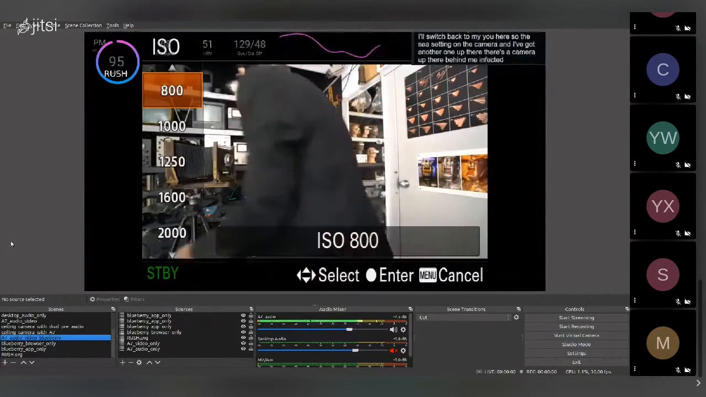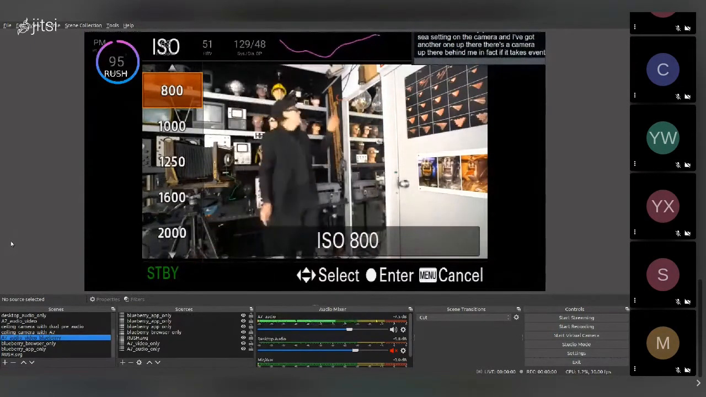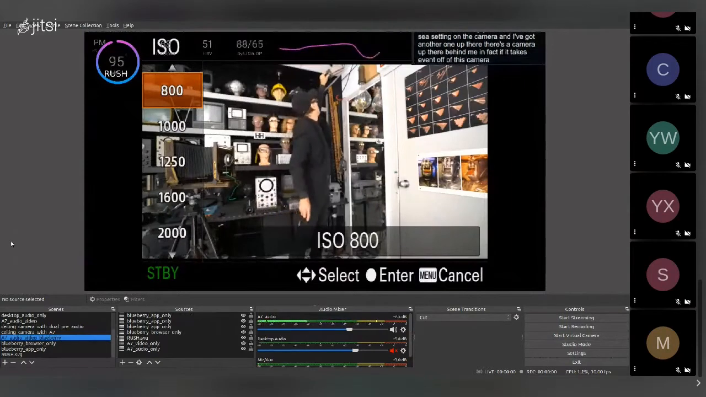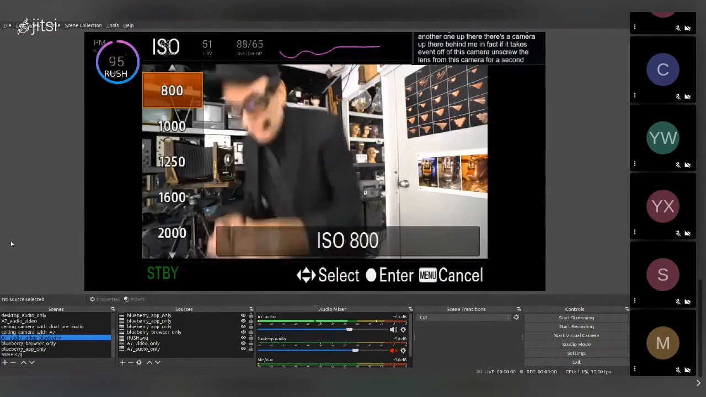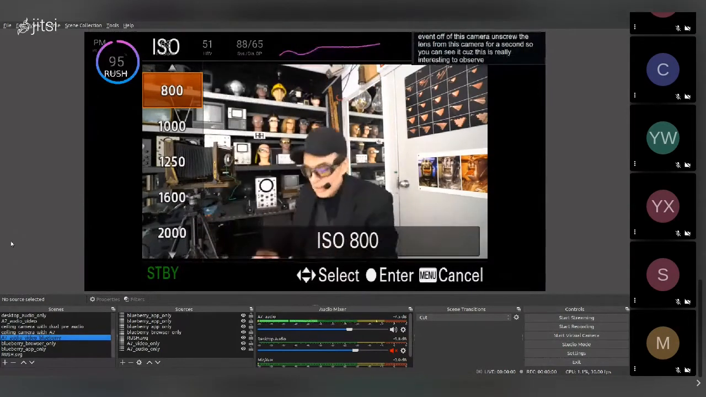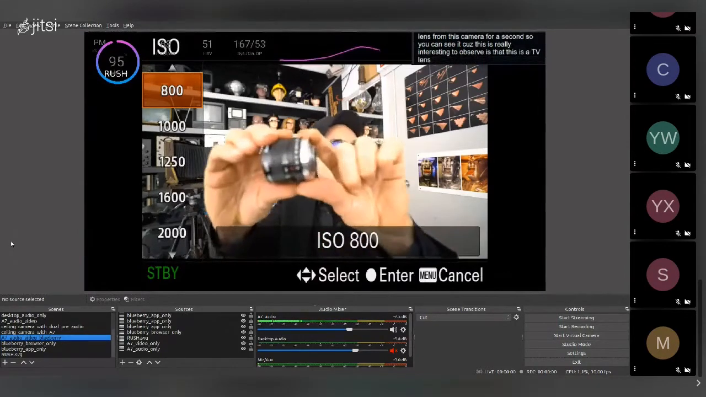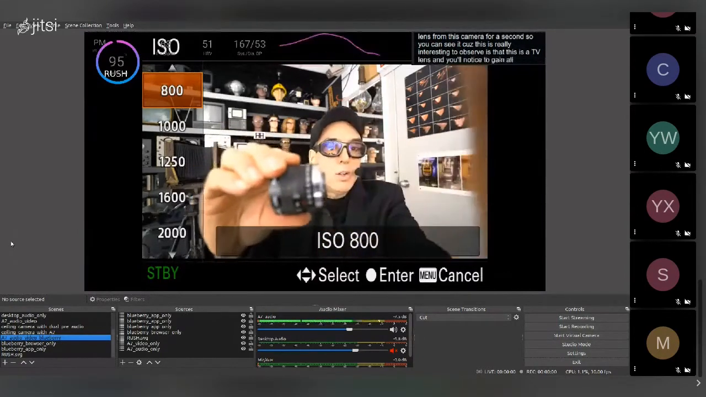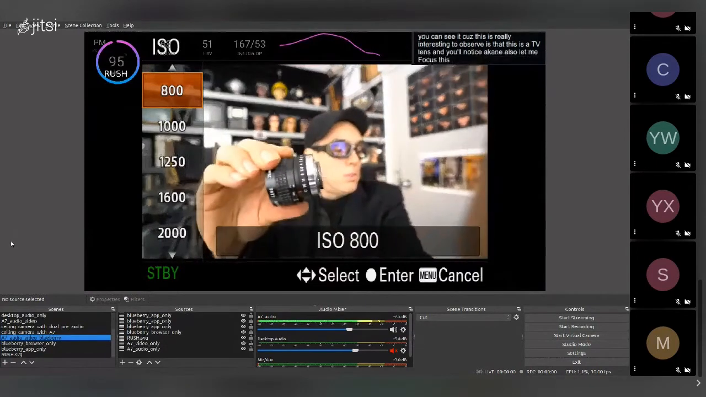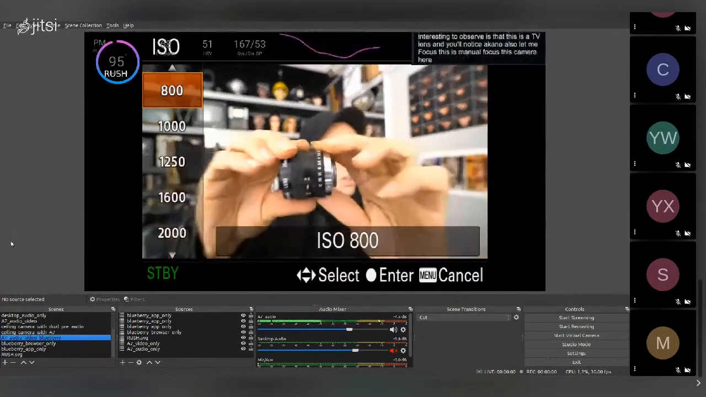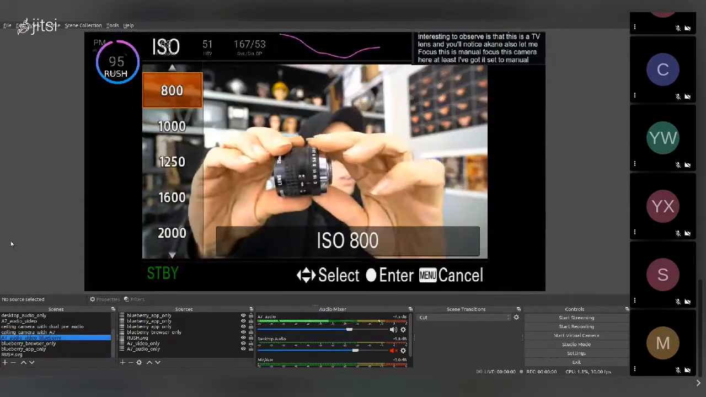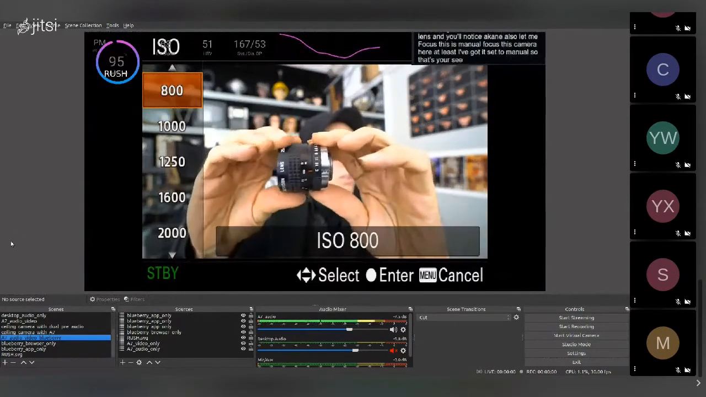In fact, if I take the lens off of this camera, I'll unscrew the lens from this camera for a second so that you can see it, because this is really interesting to observe, that this is a TV lens. And you'll notice again also, let me focus, this is manual focus, this camera here. At least I've got it set to manual. So that's your C setting.